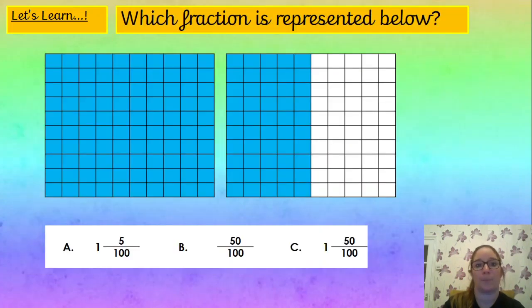Okay, have a go at this one. Which fraction is represented below? Is it 1 and 5 hundredths, 50 hundredths, or 1 and 50 hundredths? Okay, have a think about that. Perhaps you might want to put your thumbs up, thumbs down, or hands up for each of those answers. Okay, but we know that we've got 1 whole, which is this one, and we've got 50 out of 100. So we have got half of this one. So it's 1 and 50 hundredths. If it was 1 and 5 hundredths, there'd only be 5 pieces coloured. And then 50 hundredths is just this one. It's missing the whole number.